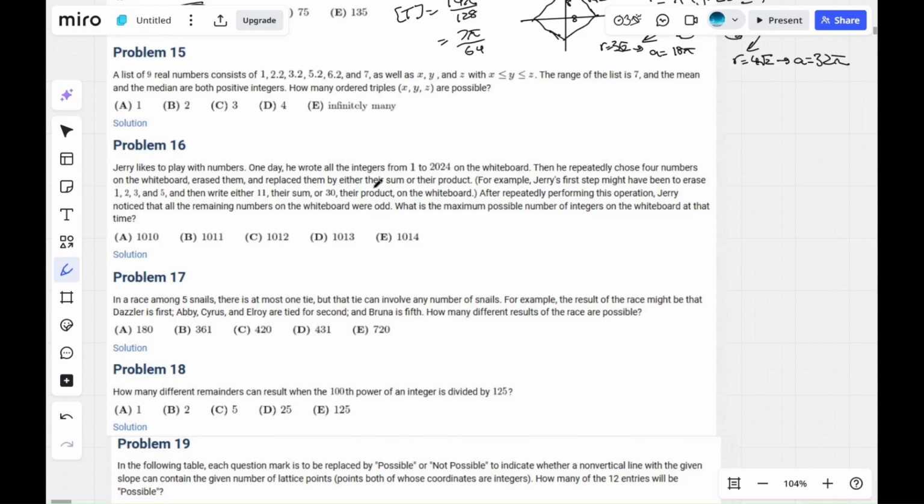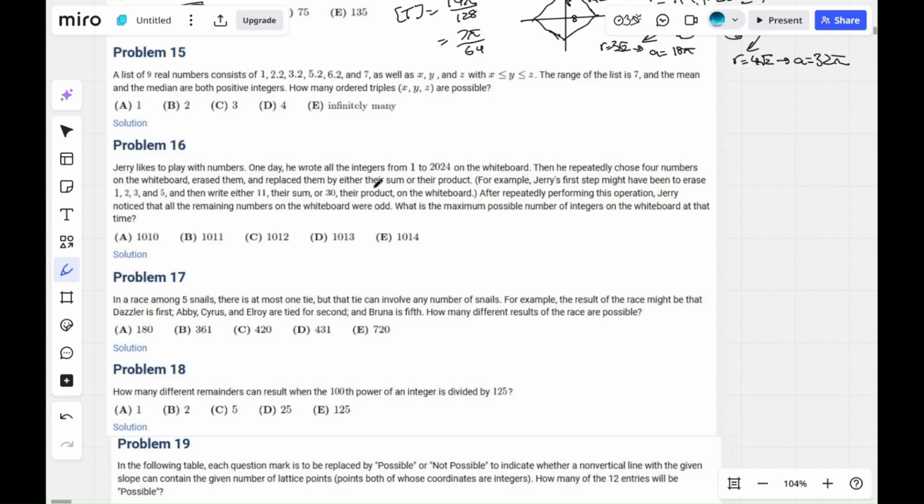So problem 15. A list of 9 real numbers consists of 1, 2.2, 3.2, 5.2, 6.2, and 7, as well as x, y, and z, with x less than or equal to y less than or equal to z. The range is 7, and the mean and median are both positive integers. How many ordered triples x, y, z are possible?